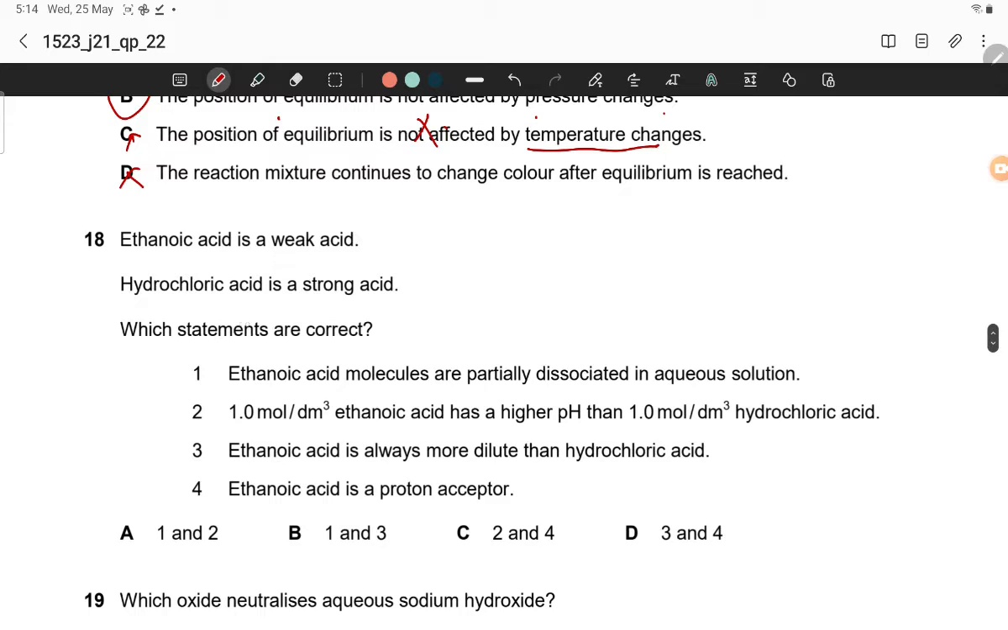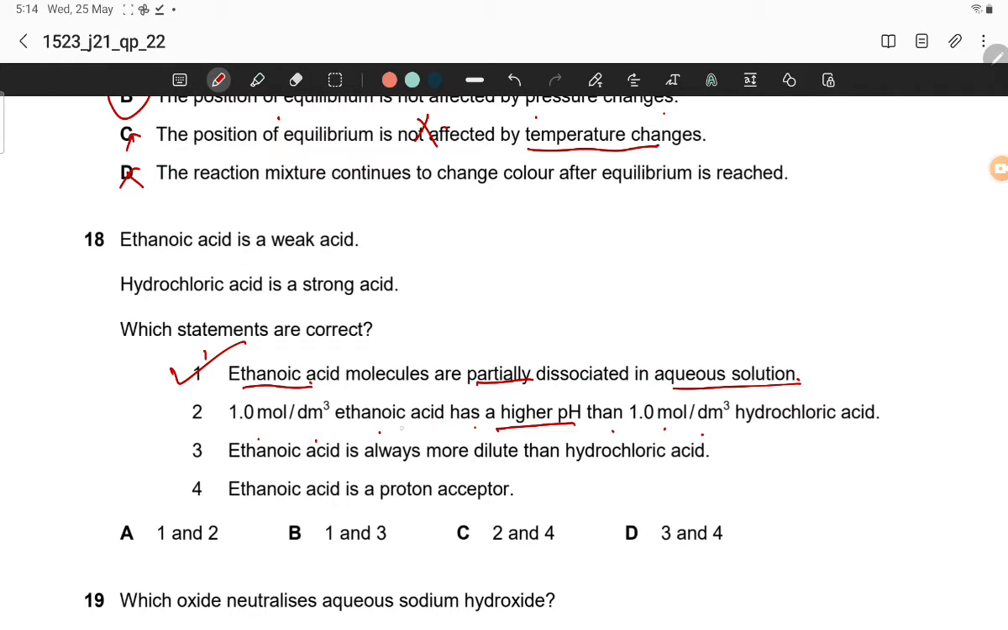Ethanoic acid is a weak acid, hydrochloric acid is a strong acid. Which statements are correct? Ethanoic acid molecules are partially dissociated in aqueous solution. Yes, ethanoic acid is a weak acid, so it is partially dissociated in aqueous solution. This is correct. 1 mole per dm cube ethanoic acid has a higher pH than 1 mole per dm cube of hydrochloric acid.